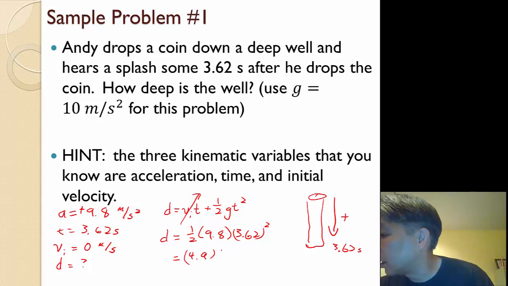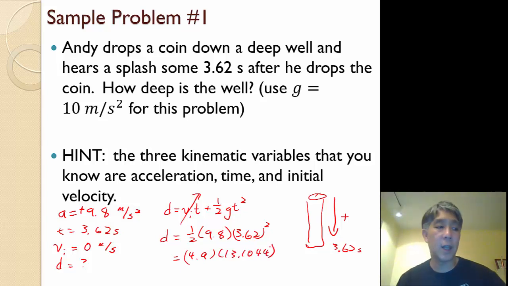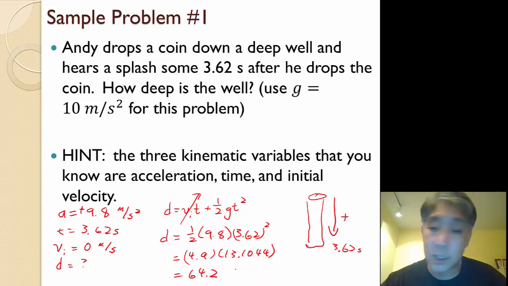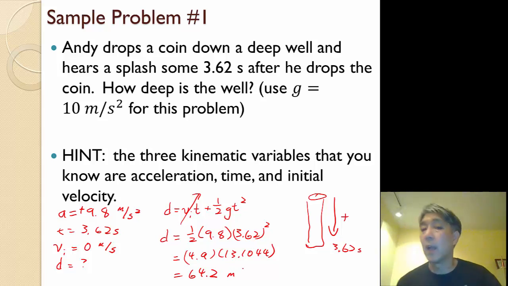That's 4.9 times 13.1044, and if I plug that into the calculator, I get 64.2 something, but I'm going to take it to 3 sig figs, so it's just 64.2 meters. That's a deep well. 64.2 meters is very deep.